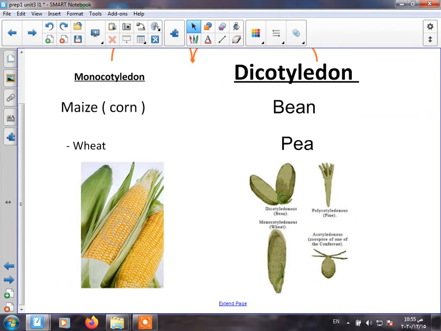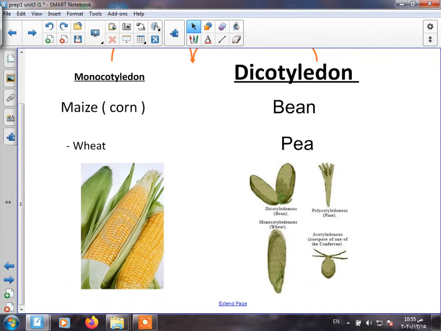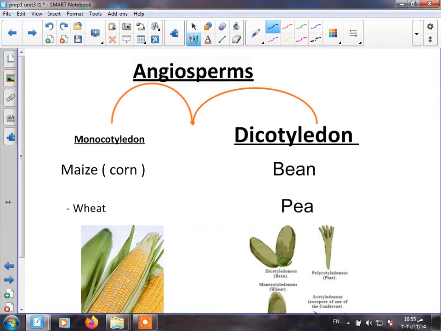This maize or corn is a seed. We can see it clearly here. The seeds are formed inside a cover or pericarp. You can see the green pericarp here. Also here, the bean plant is a seed, or the pea plant also, formed inside a pericarp. Both of them have seeds formed inside a pericarp, but they are different.